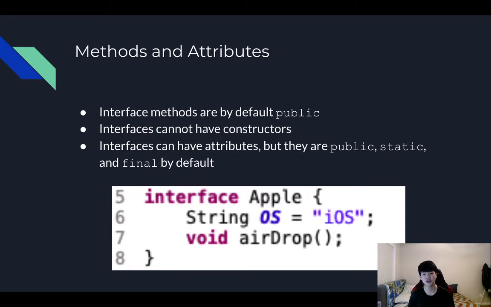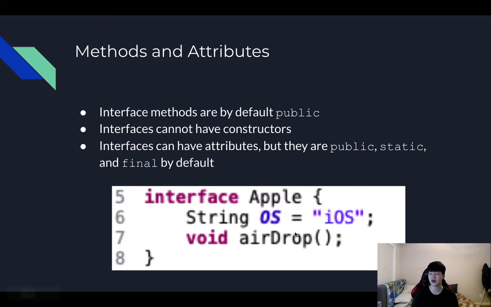Obviously, you learned about methods and attributes in your classes, as in Java classes. But these are going to be a little bit different. Methods within interfaces are by default public, because they have to be adopted by other classes. Interfaces cannot have constructors because they're not classes. I think that's just a given, but I thought it was important to put in there. Interfaces can also have attributes, as in variables, but they are by default, and have to be, public, static, and final. So you don't have to type out public static final. It's already defaulted in for you.